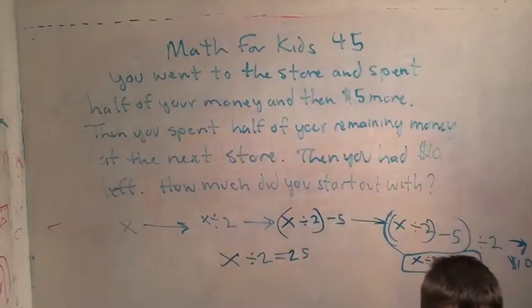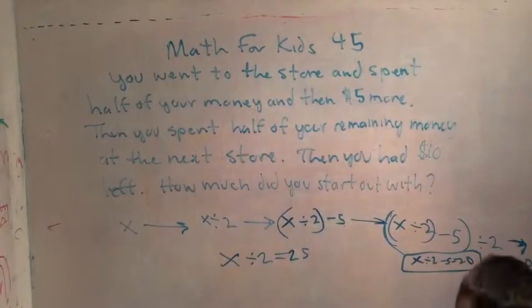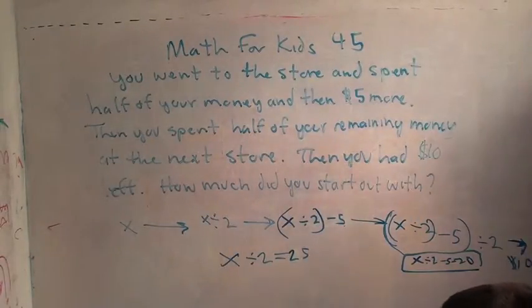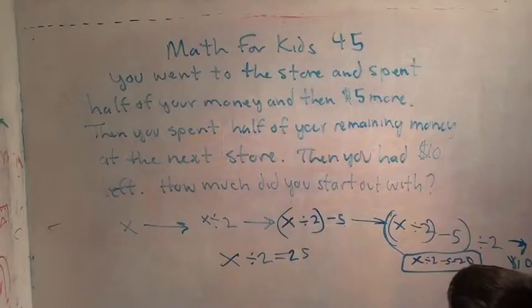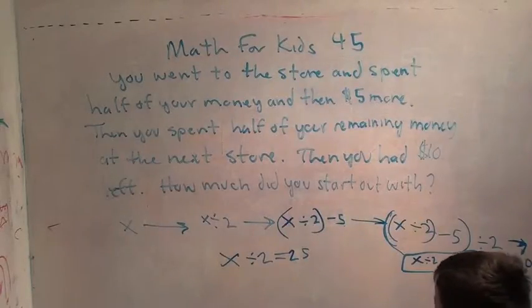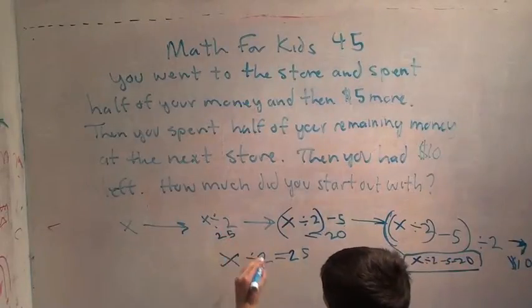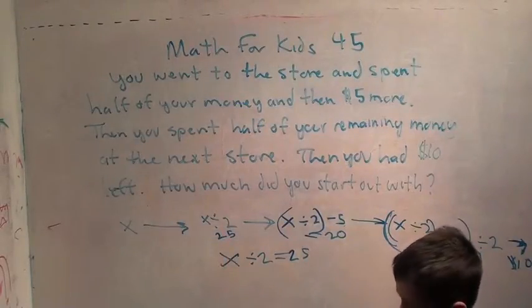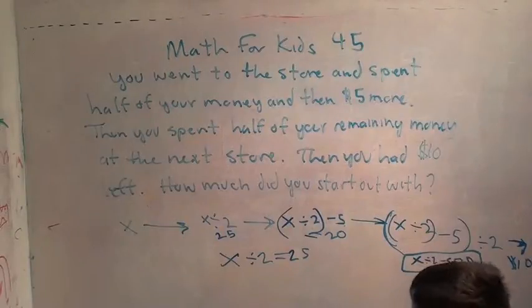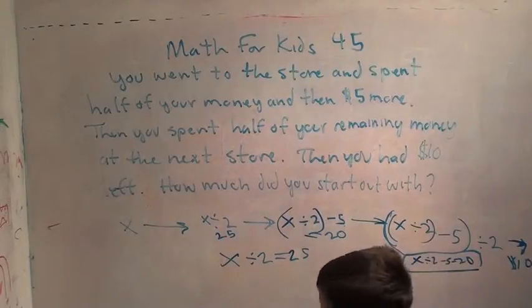Okay. What do you want to do next? Well, we know x divided by 2 minus 5 here, this equals 20. That means x divided by 2 equals 25. Right. So that means that x equals 50.